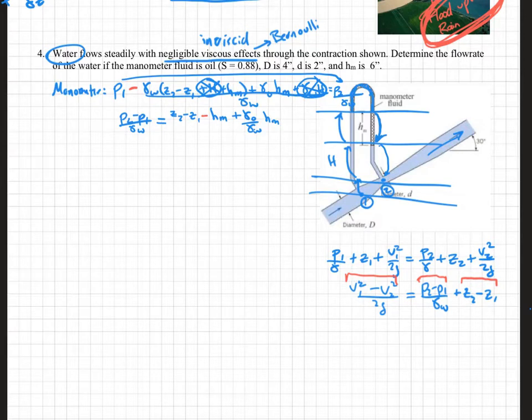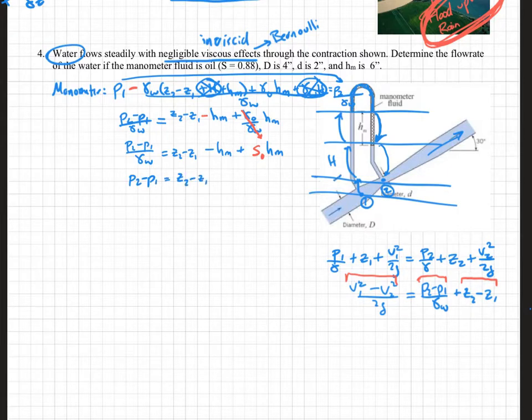Okay, so this thing right here, we recognize gamma oil over gamma water. That is S oil, by definition the specific gravity of oil. H sub M minus H sub M plus Z2 minus Z1, okay, P2 minus P1 over gamma W. Boom. That's basically how I got the solution. And so we'll say P2 minus P1 equals, we're going to leave this as Z2 minus Z1.